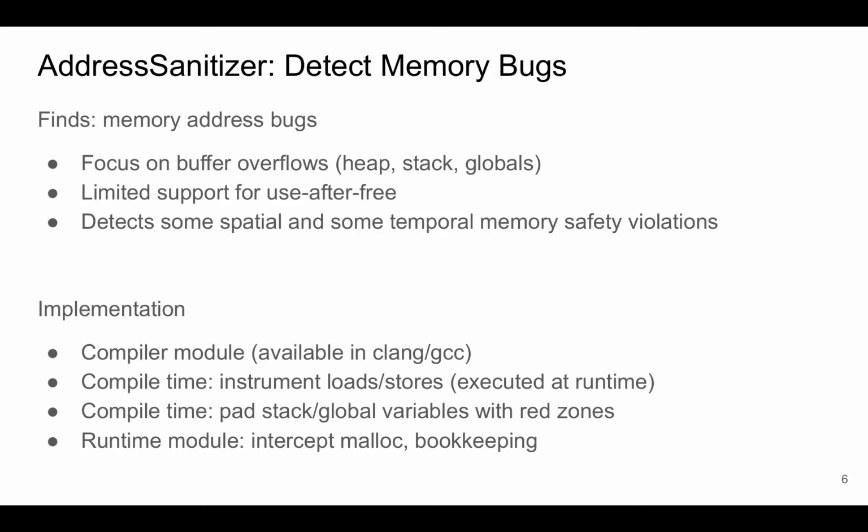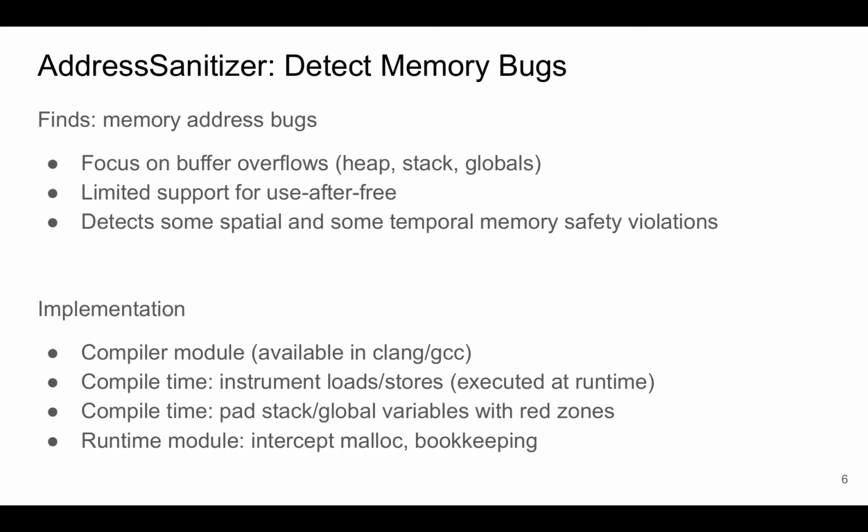CFI has like 0.5, 1% overhead. Stack canaries have 1% overhead. ASLR has 3 to 5% overhead. Right? So these are all in a very, very limited performance budget. Make sense? Cool. So let's talk a bit about the implementation.